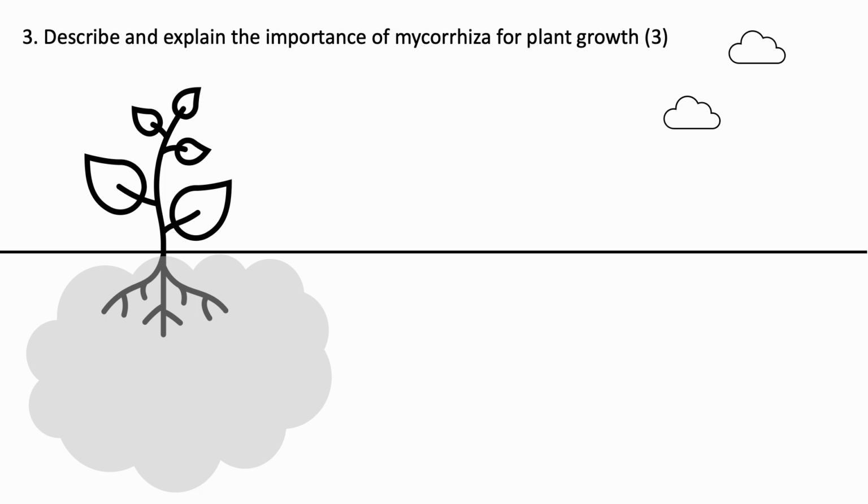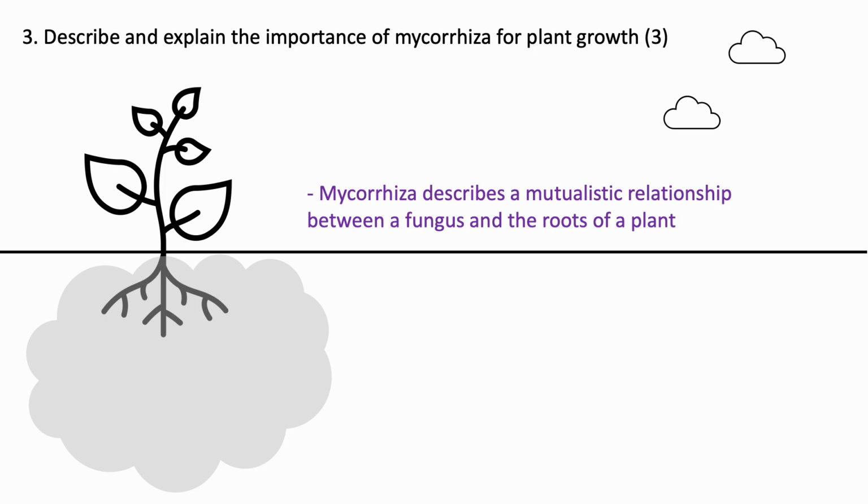So mycorrhizae, why are they important for plant growth? Describe and explain. So what are mycorrhizae? This describes a mutualistic relationship between a fungus and the roots of plants. So mutualistic because both the plant and the fungus benefit. So we've got roots here, showing roots here, and then this sort of grey shaded area is showing the fungus and how it associates. And so what you notice is it spreads quite wide beyond the roots.